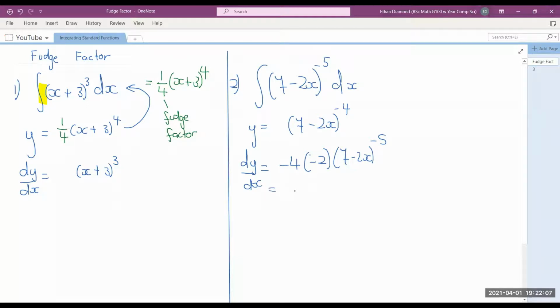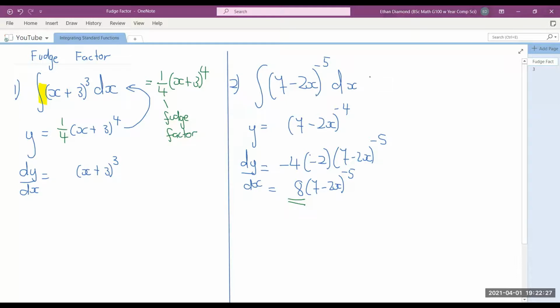So just doing some algebra, I get 8 and then (7 minus 2x) to the power of minus 5. Now, what do we do now? Well, we check, is there an 8 over here? And there's not an 8, unfortunately for us. So how do we overcome that? What do we do? Well, we use a fudge factor.